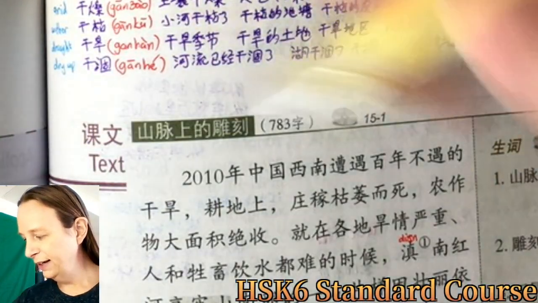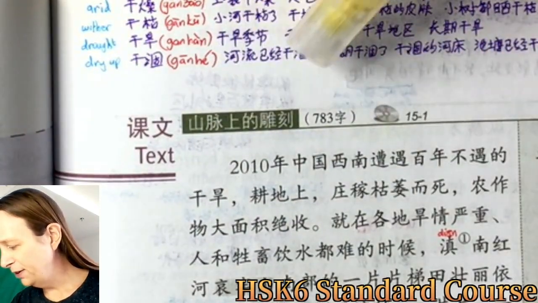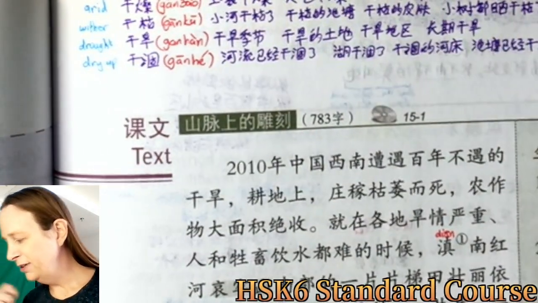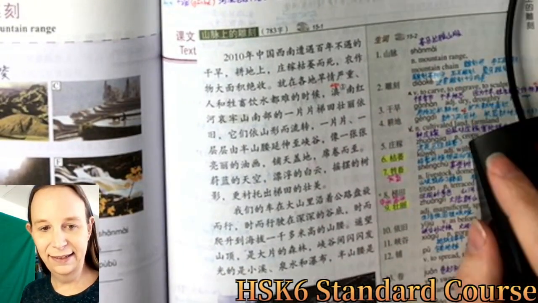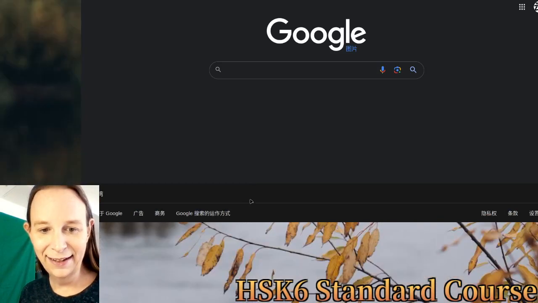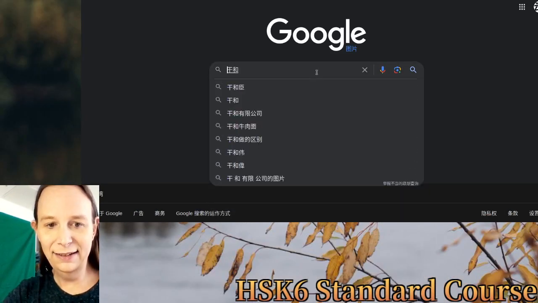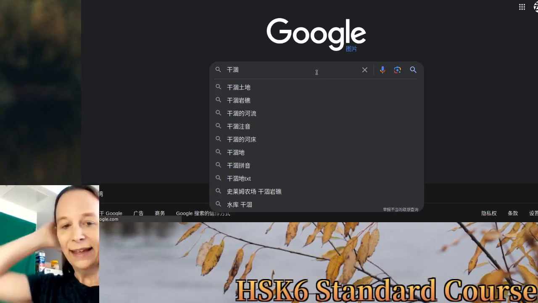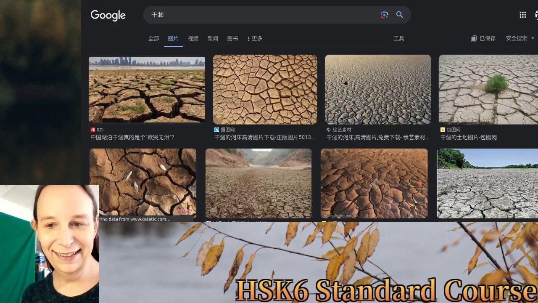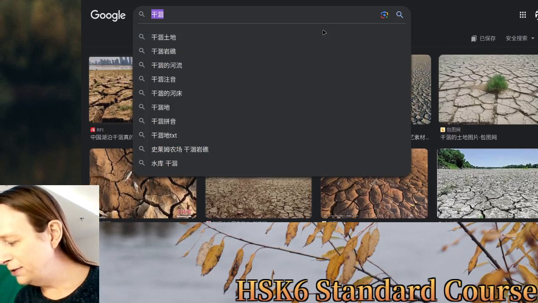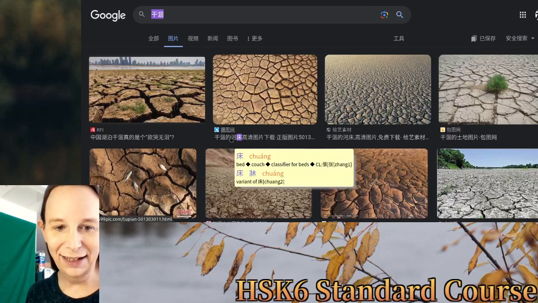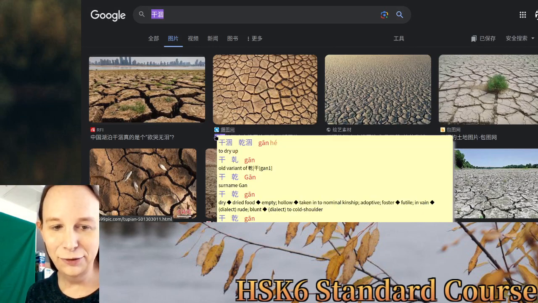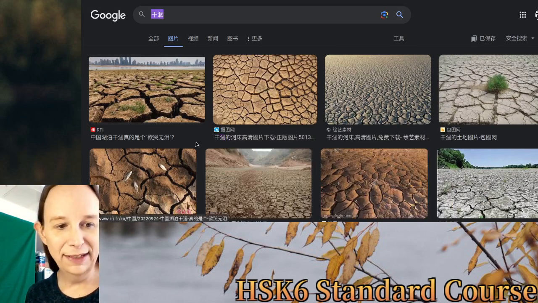All right. 干涸, dry up. So river, lake, etc. 干涸. Since it is a word that we need to learn, let's take a look. It's a little bit of a weird character, isn't it? Okay, 干涸. We saw 干裂, we saw 干枯. So this is 干涸. 干涸的河船. 干涸, dry up or dried up.